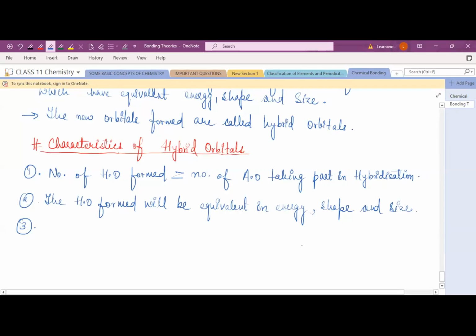Okay, and how do they feel minimum repulsion? In the normal atomic orbital, the lobes are the same size. Suppose this lobe is similar to the upper lobe. But in the hybrid orbital, what happens when it forms? It has one enlarged lobe and one small lobe. This type of lobe exists. Okay, this is your hybrid orbital, and this is the normal atomic orbital.